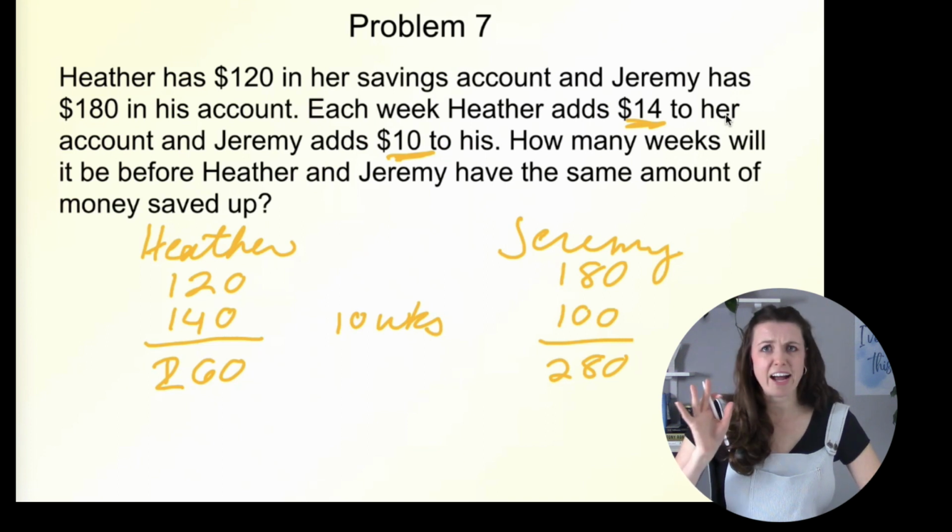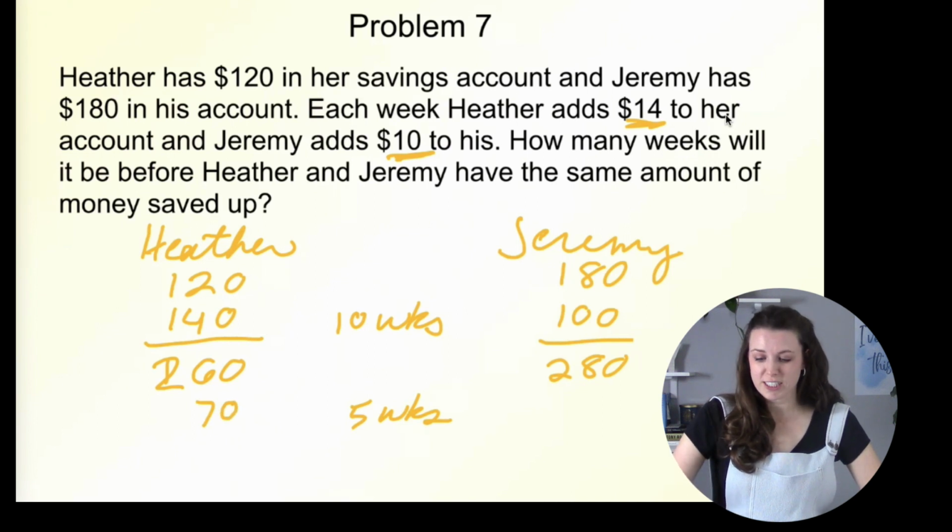I'm going to try 5 more weeks, okay? 5 more weeks. So if I do 5 weeks, that has Heather at 70, because 70 is 5 times 14, and that puts Jeremy at 50.